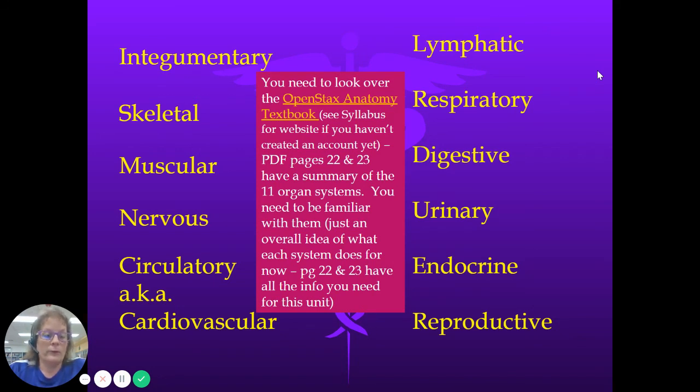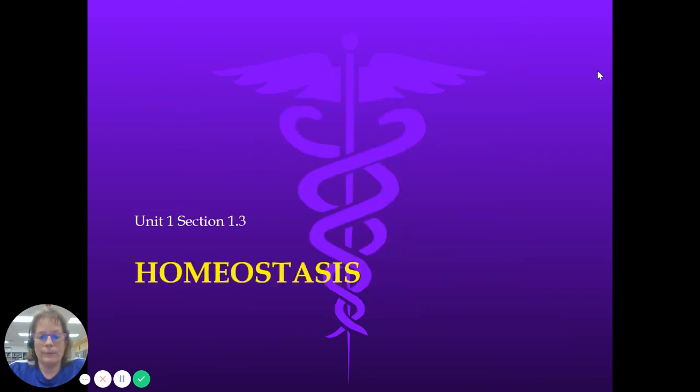Okay, so your skeletal system is the bones, and it yields support to the body, protects organs like your rib cage protects your heart and stuff. Muscular, of course, is for movement. Nervous system is going to be communication. Things like that. So just take a look at the OpenStax textbook, page 22 and 23. That'll give you some idea of just a little bit about each one of these organ systems.